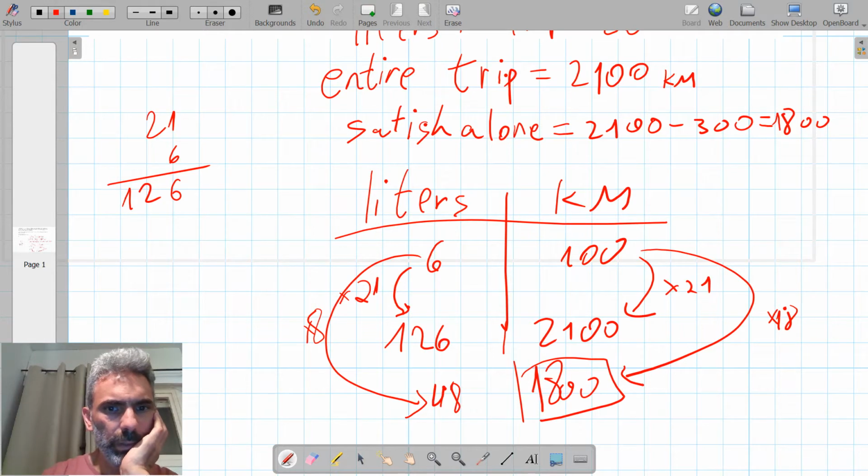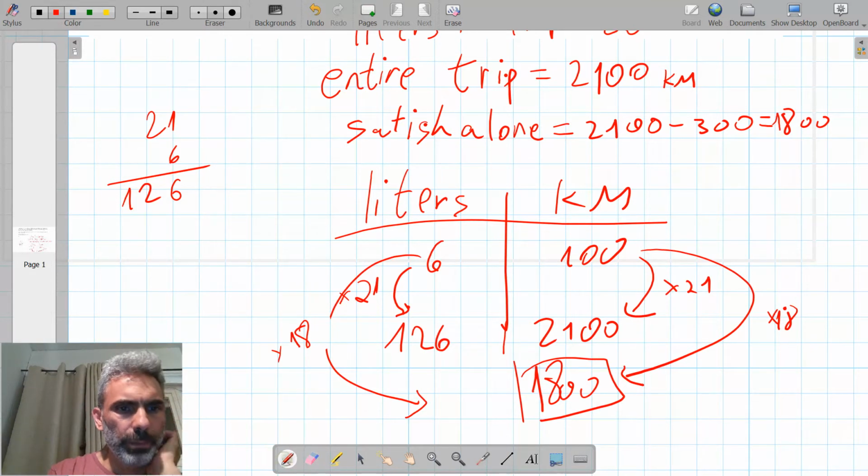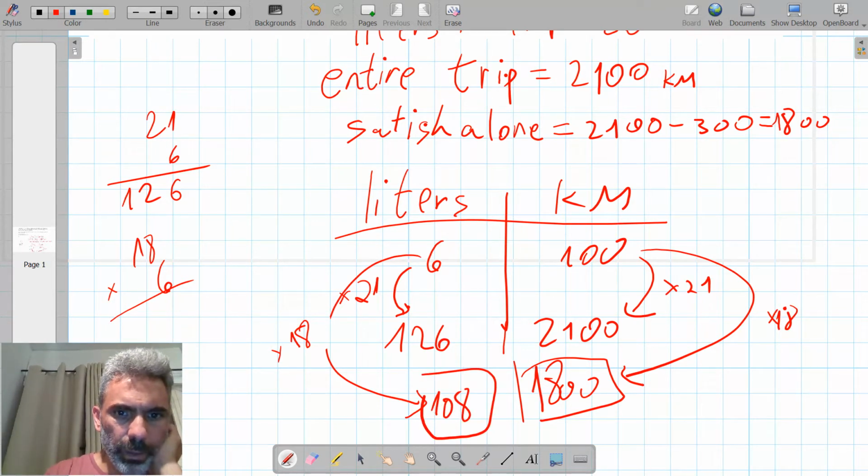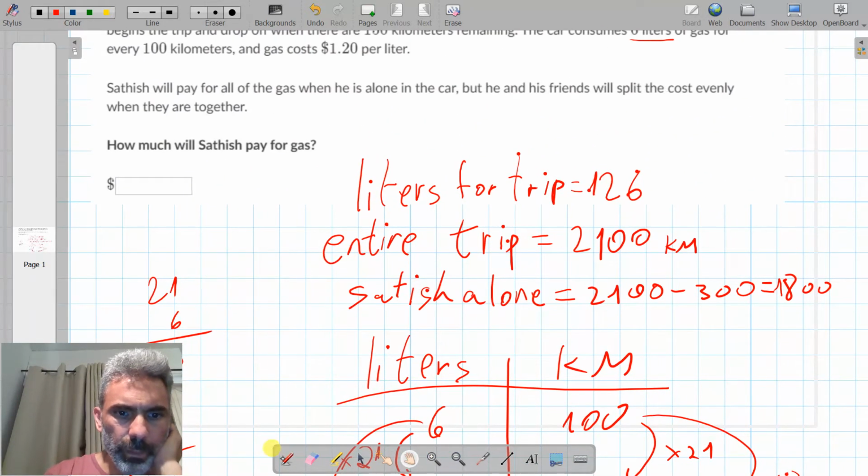So 6 times 18. It's 60 plus 48, which is 108. Okay. So 108 is the number of liters for Satish to pay.